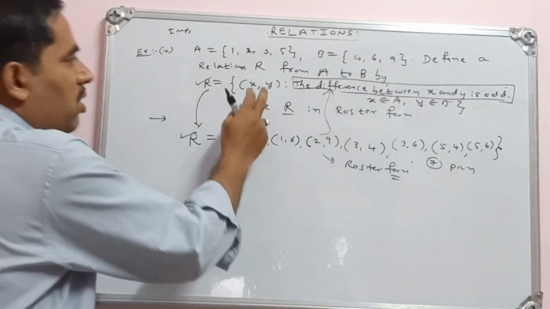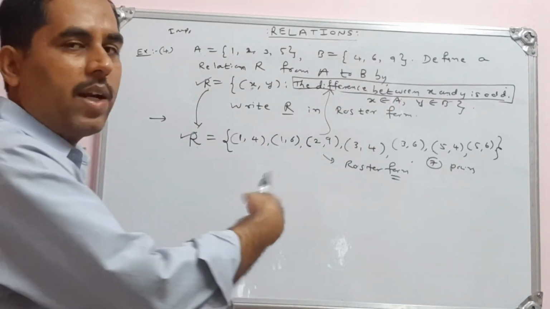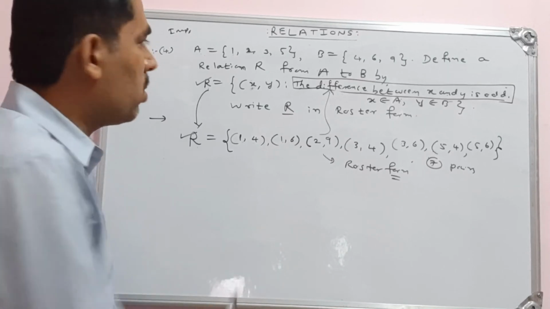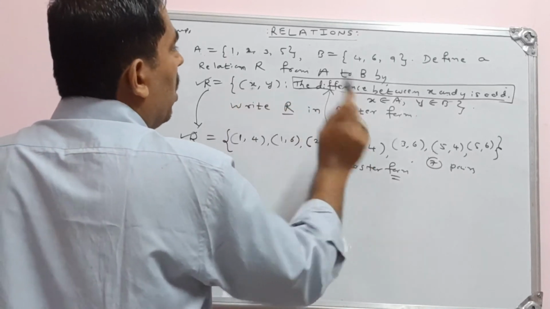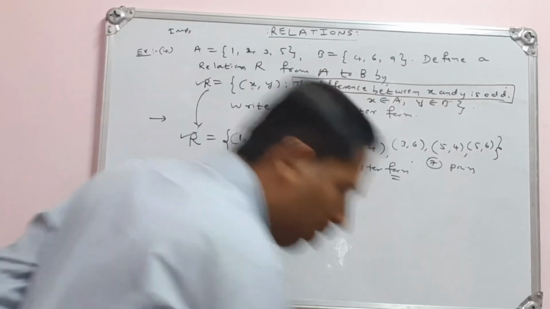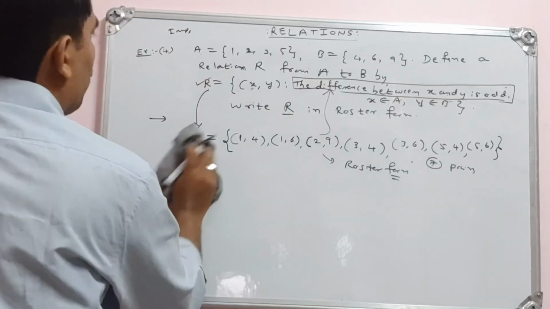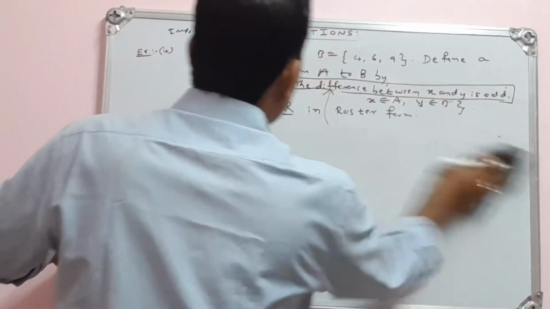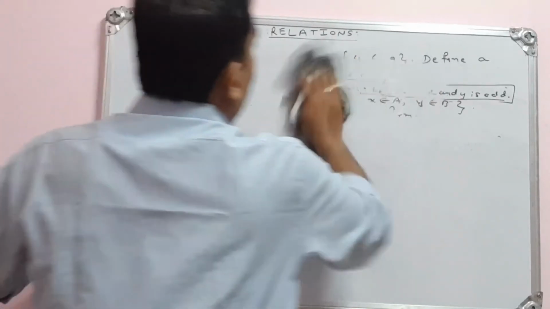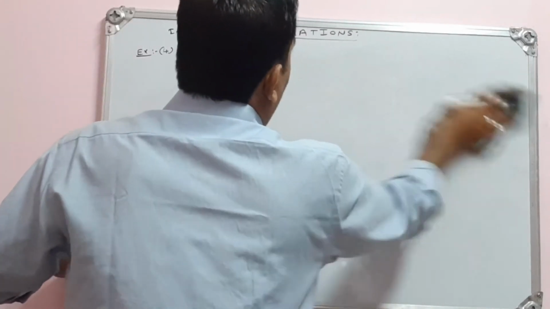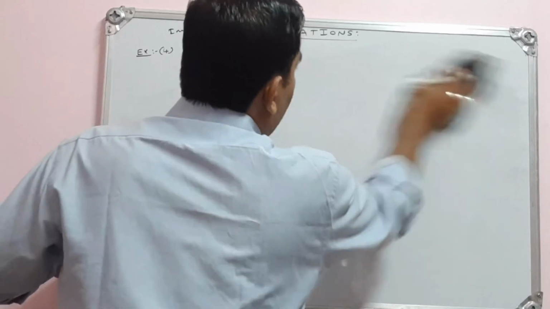Here they have not asked you to write the domain, range and codomain, all those things. They have simply asked you to write the relation in roster form. So we have converted that into roster form. So this is our fourth example.